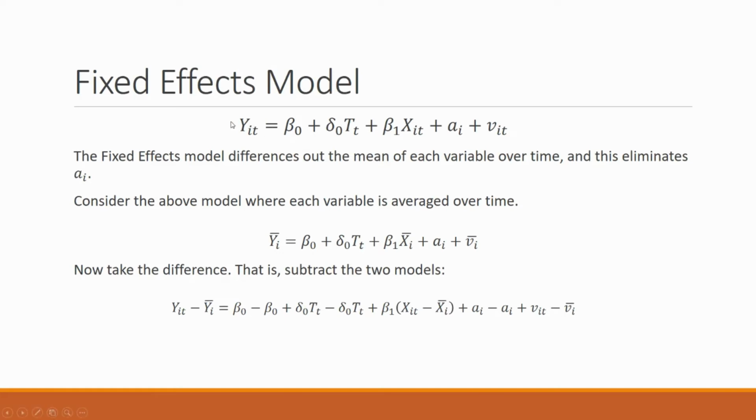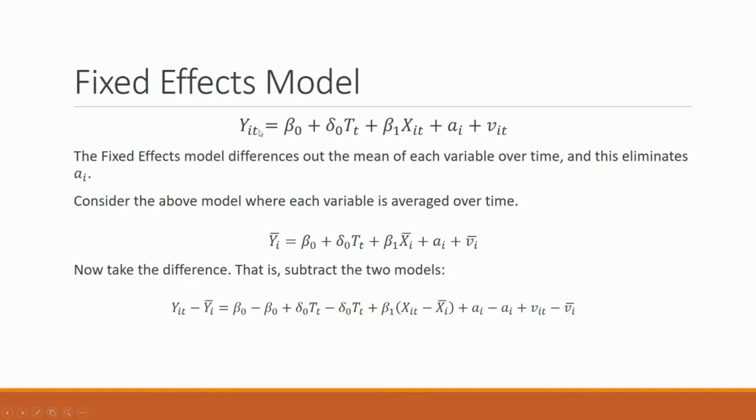All right, so here's our original regression again. The fixed effects model differences out the mean of each variable over time, and this eliminates ai. So we're doing a very similar procedure here to get rid of ai, to get rid of the time invariant unobservables. So consider the above model where each variable is averaged over time. So that means let's take this regression and imagine that we calculate the average for each of the variables. So the average y variable across time.